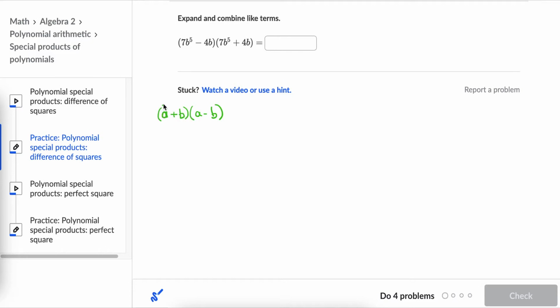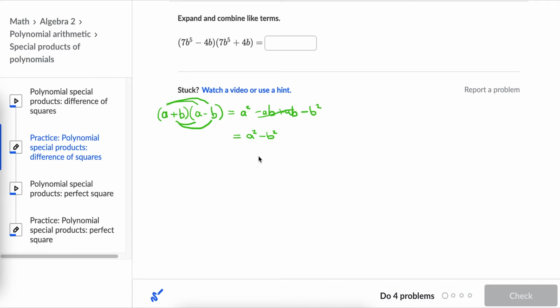Essentially, if you FOIL that out, the first term, a times a, is a squared, and the outside terms are a times negative b, so that's minus ab. Then your inside term is b times a, which is plus ab, and your last terms are b times negative b, which is minus b squared. The negative ab and the positive ab cancel out, so you get a squared minus b squared. So there's how your difference of squares works.